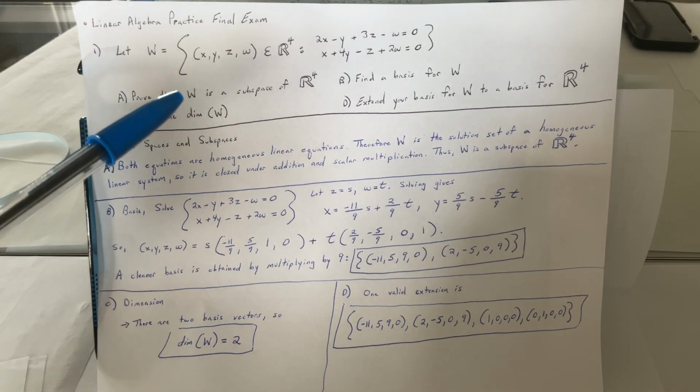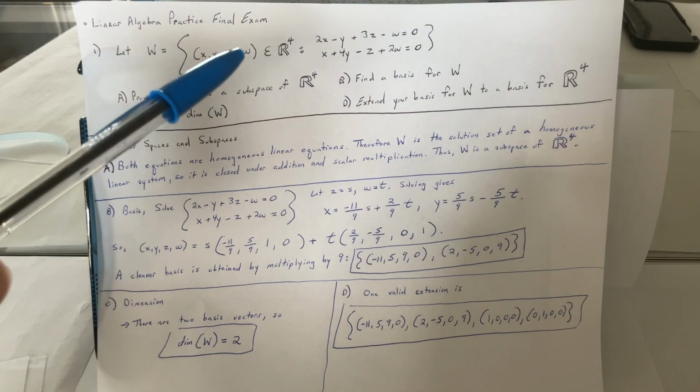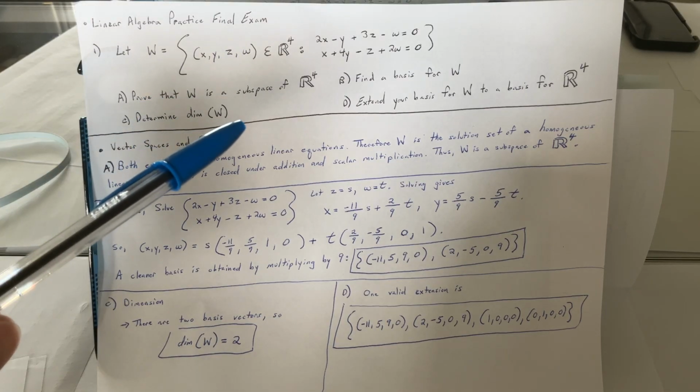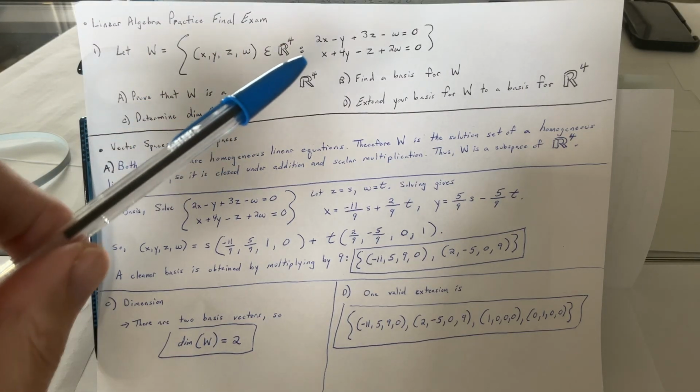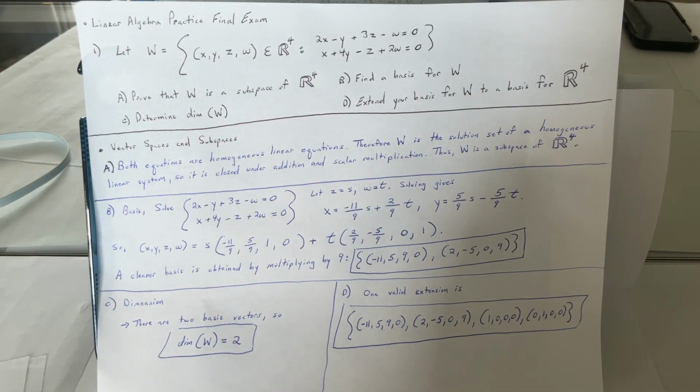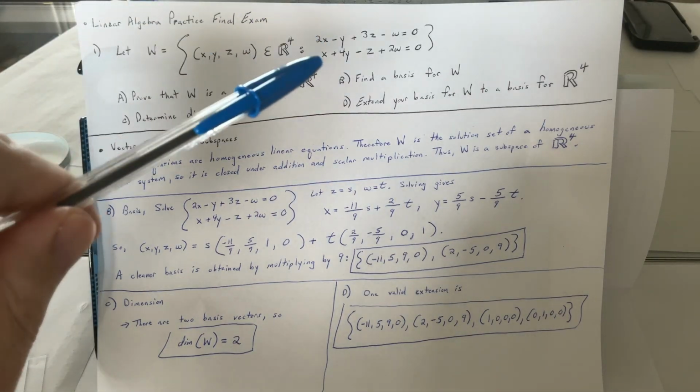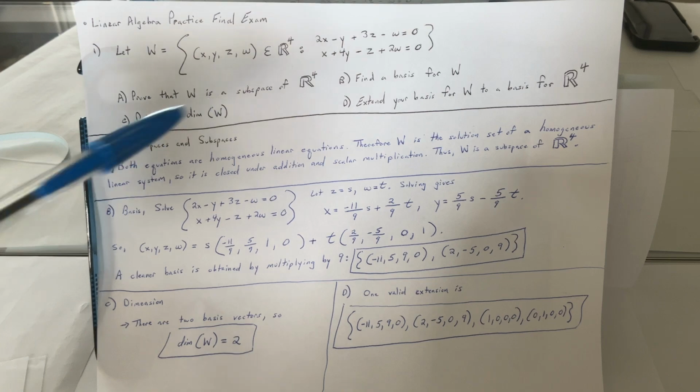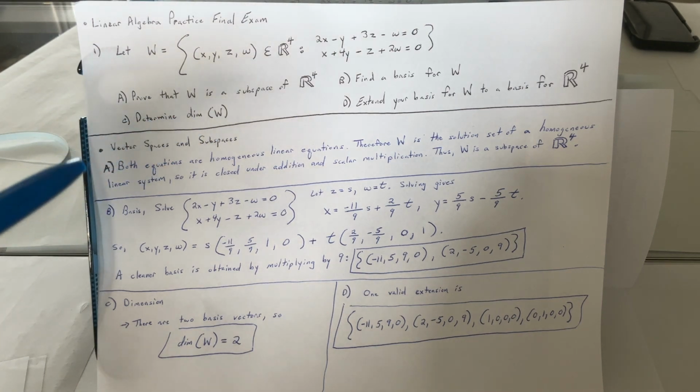Okay, so we're going to let W equal the following: x, y, z, w, an element of R4, where 2x minus y plus 3z minus w equals 0, and x plus 4y minus z plus 2w equals 0. For part A, prove that W is a subspace of that R4.